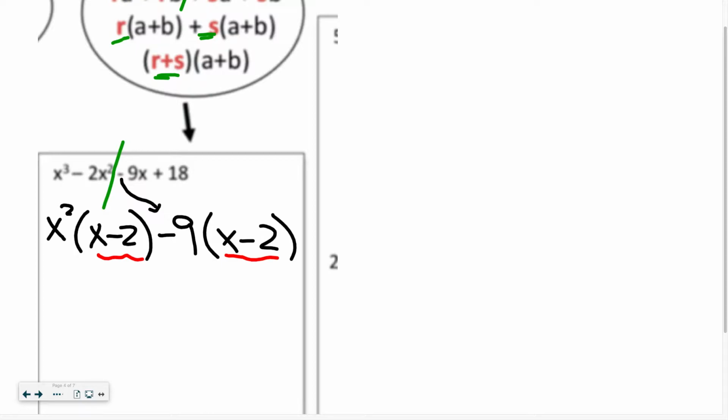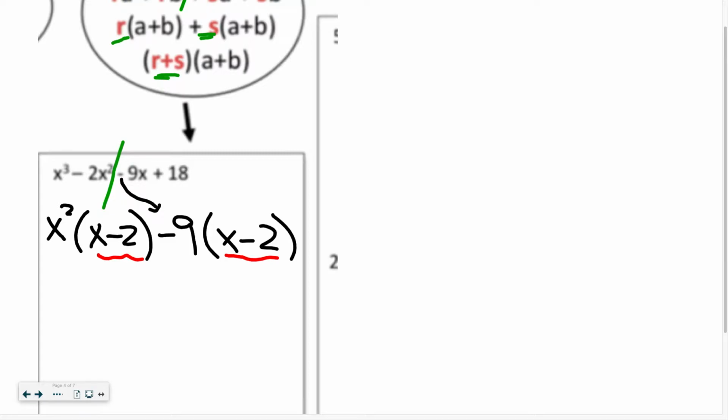Now, if you got one that was x plus 2 and one that was x minus 2, I would go back in my work and double check if I have a sign error. I'm going to think it's me maybe at that point. But if one is x plus 2 and one is x plus 5, maybe it just doesn't factor.